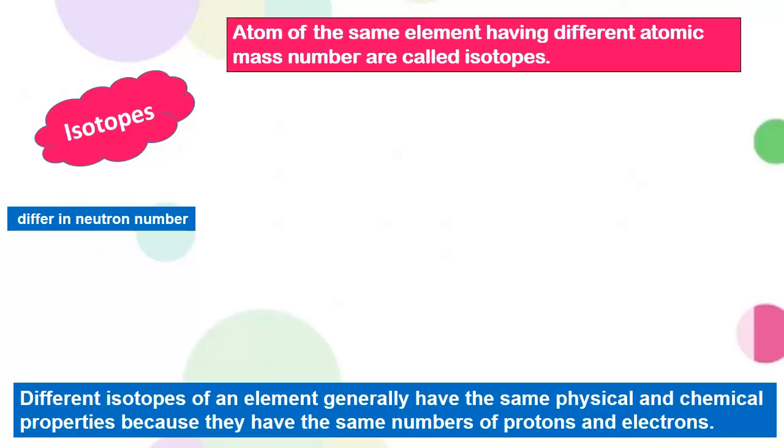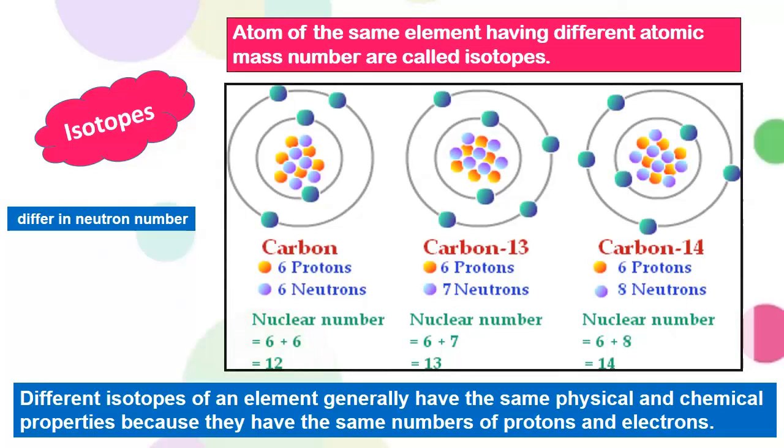Concept: isotopes. Now what is isotopes? Atoms of the same element having different atomic mass numbers are called isotopes. Now there are certain elements which exist in 2 or 3 different forms. For example, carbon: carbon 12, carbon 13 and carbon 14.